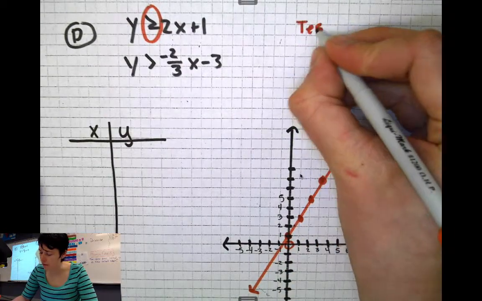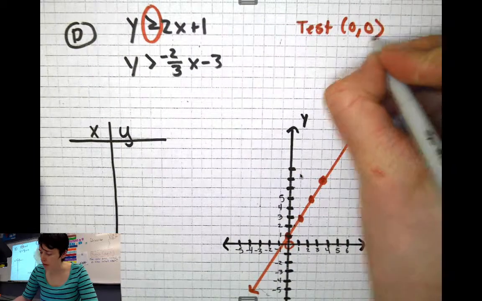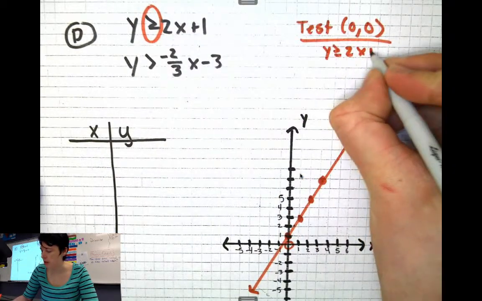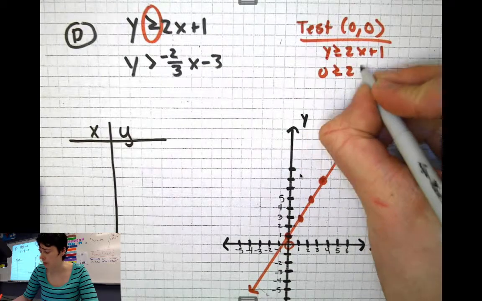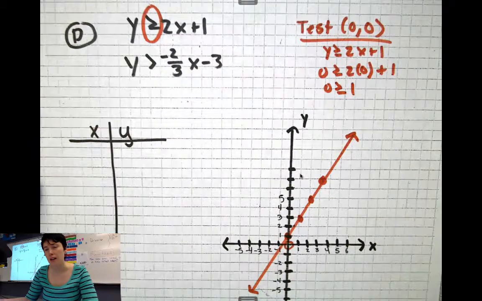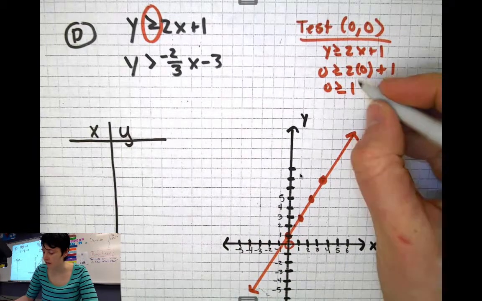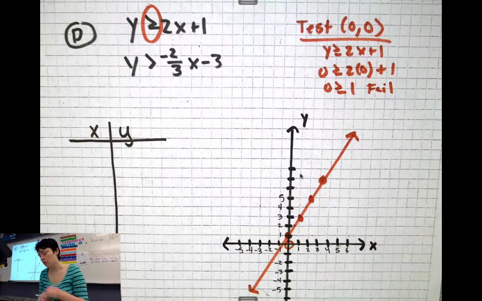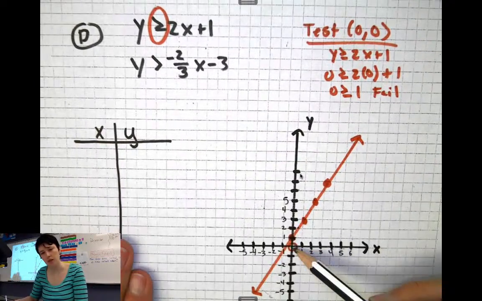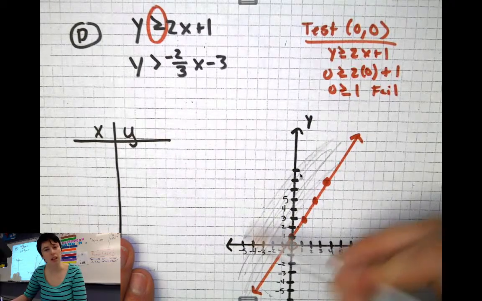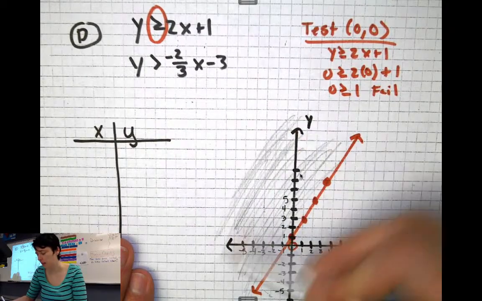Test 0, 0. I'm going to quickly put 0, 0 into this rule. y is greater than or equal to 2x plus 1. 0 is greater than or equal to 2 times 0 plus 1. 0 is greater than or equal to 1. 0 is not greater than 1. Fail. Which means the shading is going to happen not on the 0, 0 side, but on the other side. So over here is where I'm going to be shading, on the opposite side, but lightly.